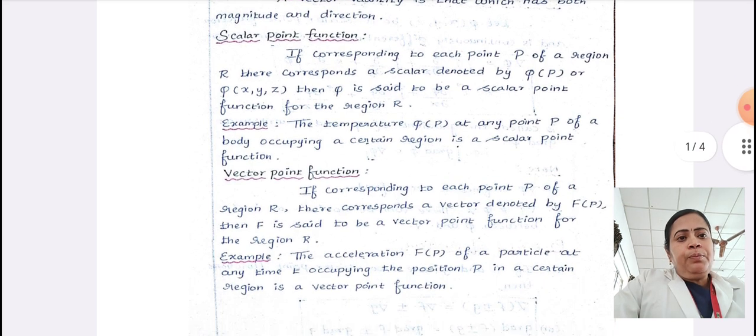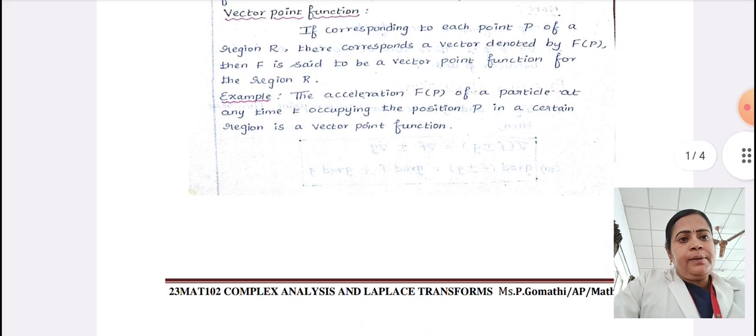Next definition, vector point function. If corresponding to each point P of a region R there corresponds a vector denoted by f of P, then f is said to be a vector point function for that region. For example, consider the acceleration f of P of a particle at any time, when it occupies the position P in a certain region, which is called the vector point function.